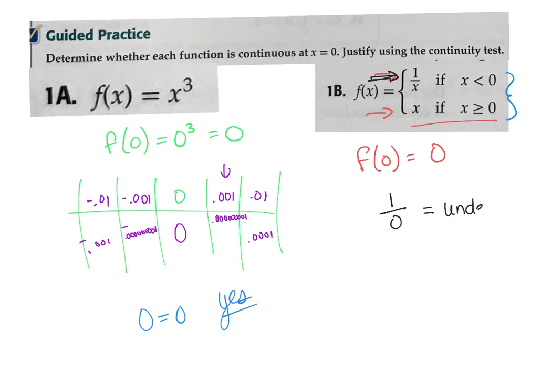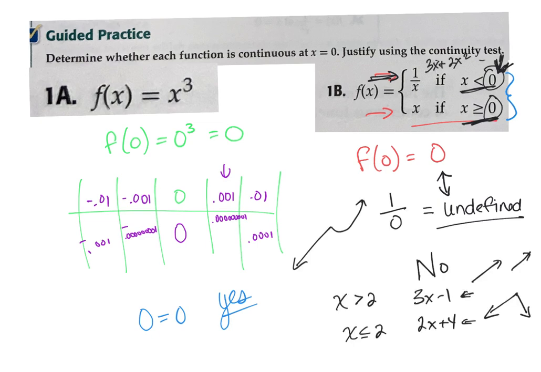That is undefined. 0 can't be the denominator. That's weird. That's wrong. So these two do not equal. These don't equal. So no, this one is not continuous. All right? This one is not continuous.